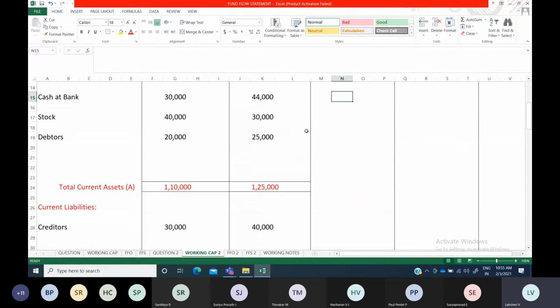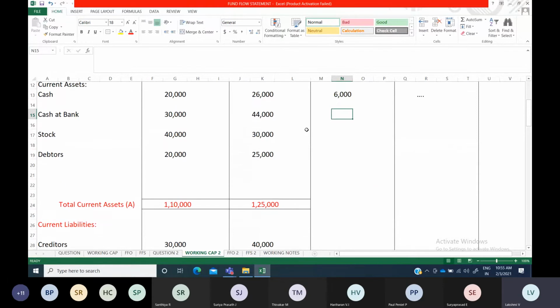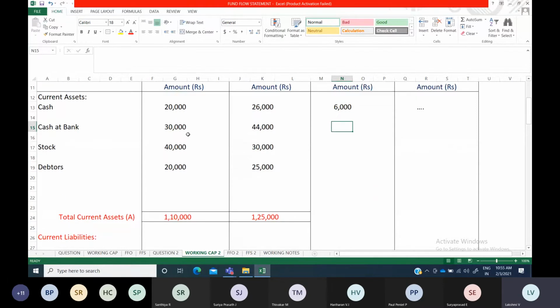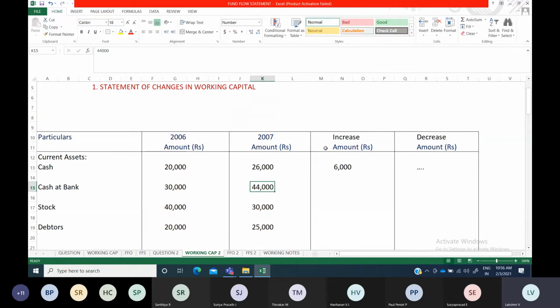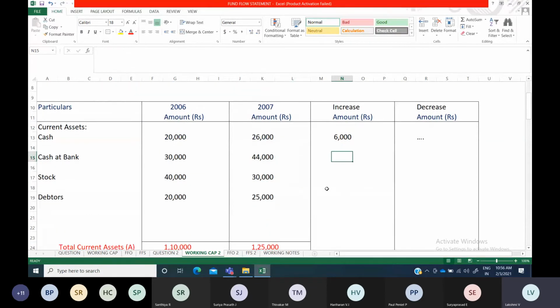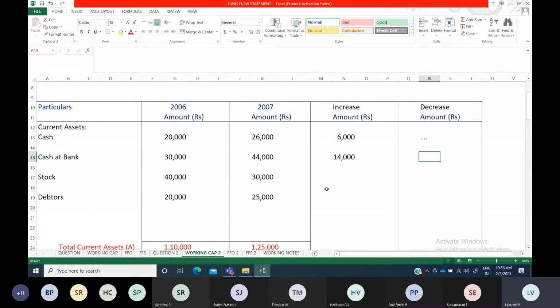So next, if you see for the cash at bank, 30,000, from that 44,000 it has got increased again. So increase in current asset increases working capital. So the difference amount only you have to enter. So what is the difference amount? 44 minus 30, if you do, 14,000. So that amount you have to show in the increase column.